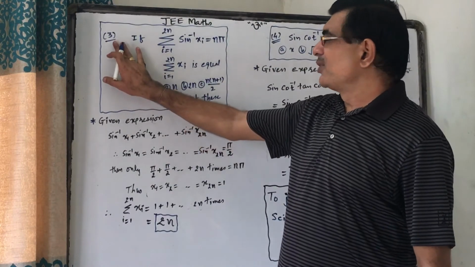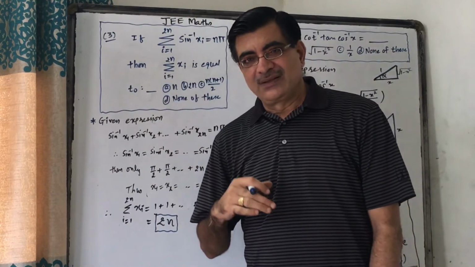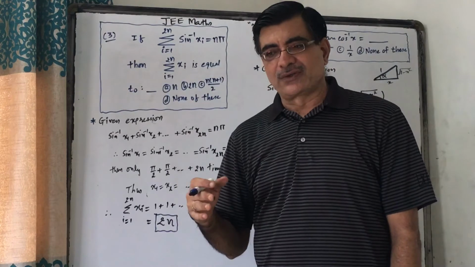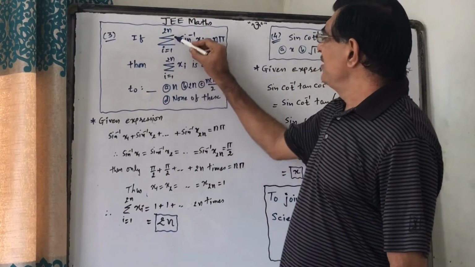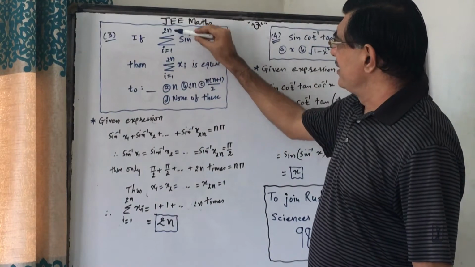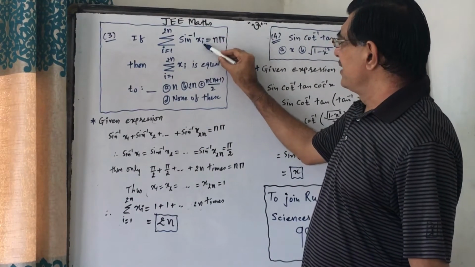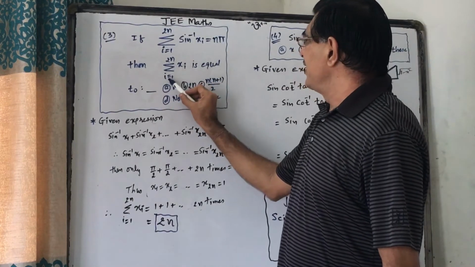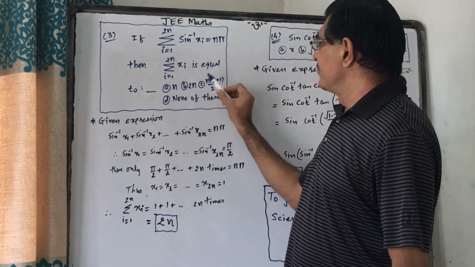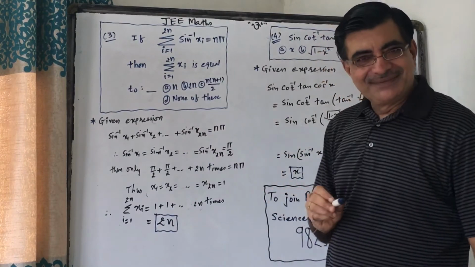This is the third problem of today. In the earlier video we solved two problems. This is third. If sigma from i equals 1 to 2n of sin inverse of xi equals n pi, then sigma i equals 1 to 2n of xi is equal to, the choices are given.